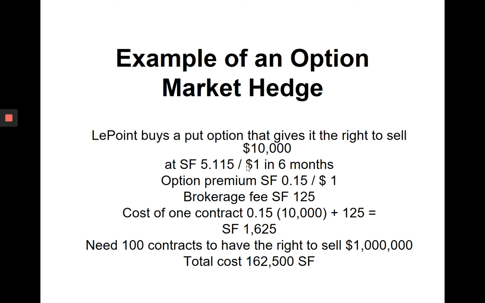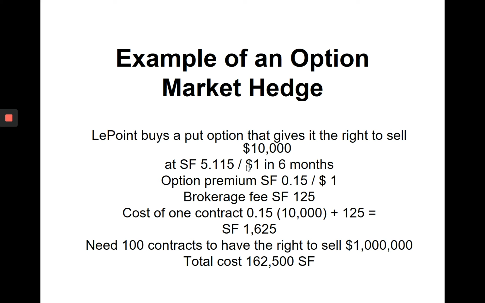You also pay a brokerage fee because options are traded through an exchange, and this trade makes sure that neither party goes bankrupt, and a broker can deal with the exchange. And here the brokerage fee is 125 Swiss francs per contract. So look at our total cost for this option hedge.